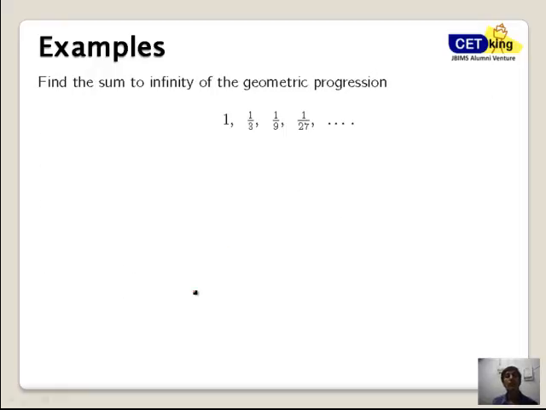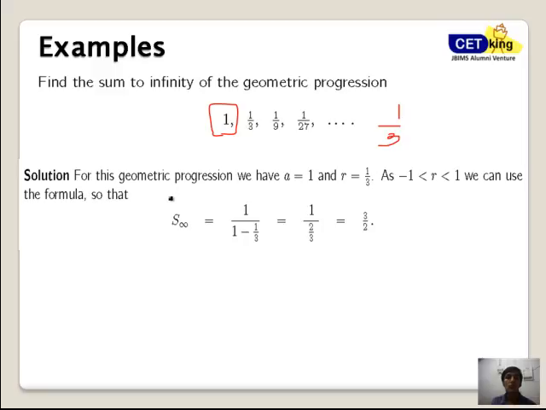Now solve this problem on infinite GP, the sum of an infinite GP. Okay, let's solve the problem. Now here we are supposed to find the sum to infinity of the geometric progression given as 1, 1 by 3, 1 by 9, and so on. Here clearly the first term a is 1, and the common ratio is 1 by 3. Alright, so we can use the formula for infinite GP as a upon 1 minus r, where a is 1 and r is 1 by 3, which gives us the answer as 3 by 2.